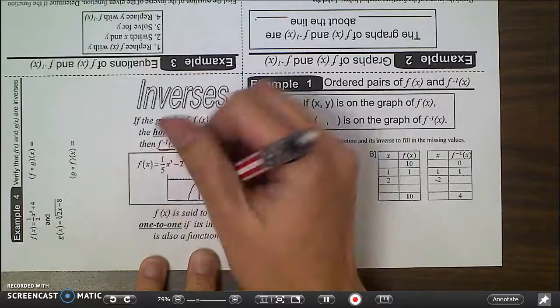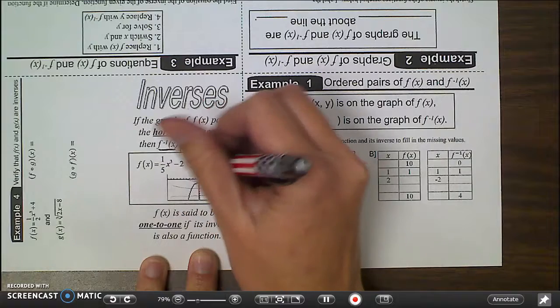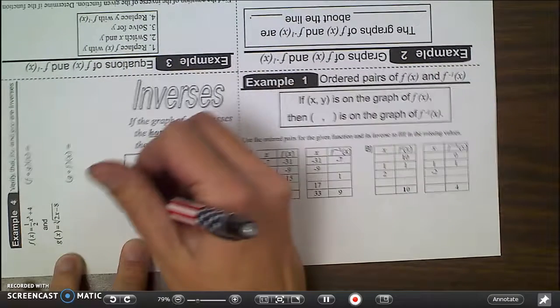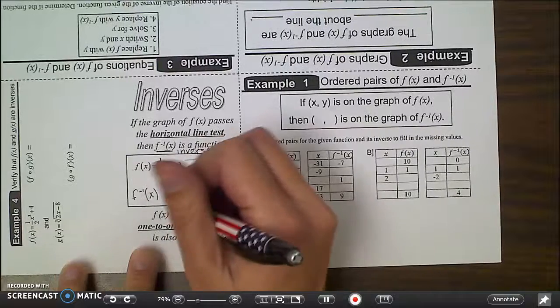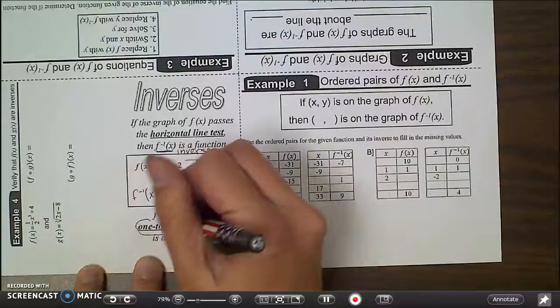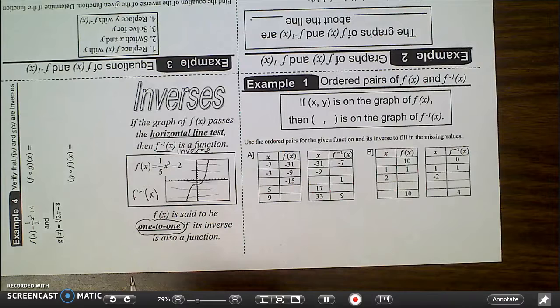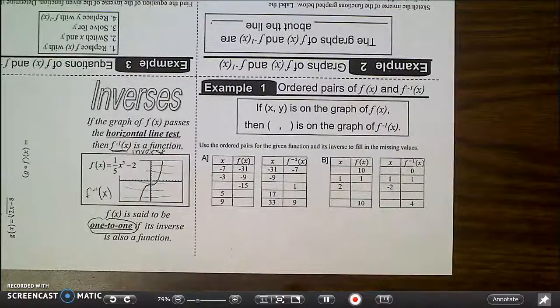However, if I take and pass a horizontal line through each of these and it passes the horizontal line test, then its inverse function, so the inverse function of f of x, will also be a function and is therefore 1 to 1. Okay? That's important when we get talking about how you find an inverse function. So moving on, we're going to look at example 1.